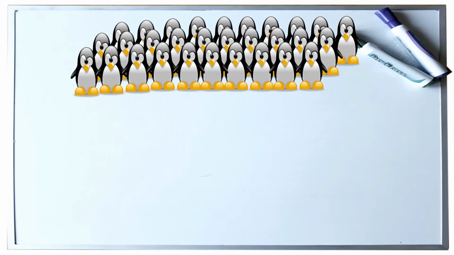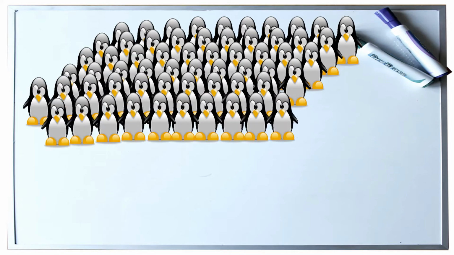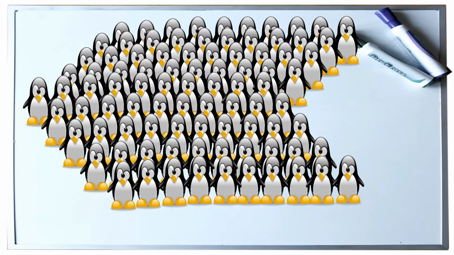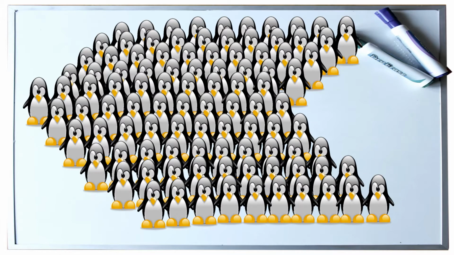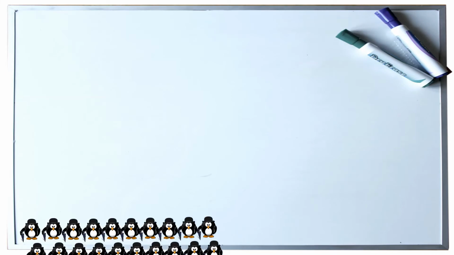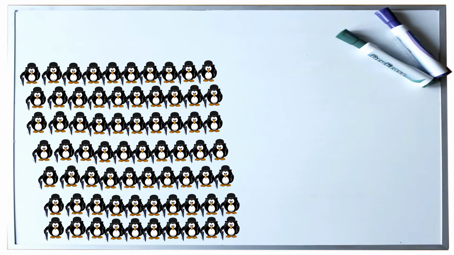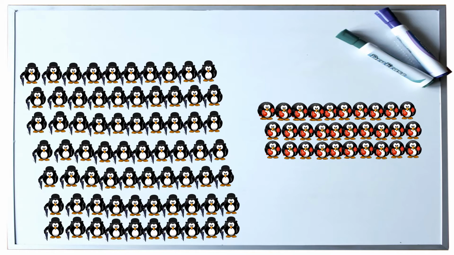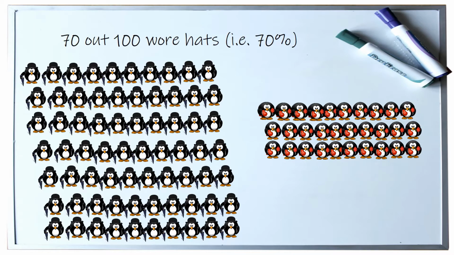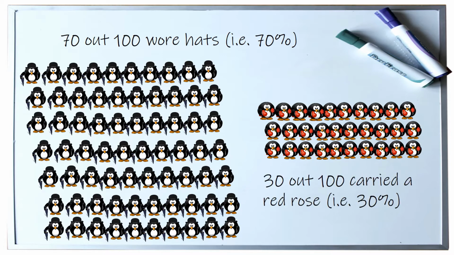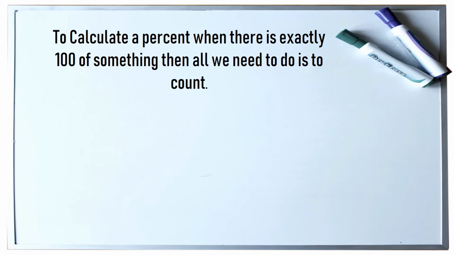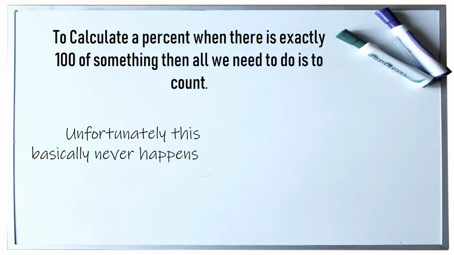Let's say there were 100 penguins and you ask them to grab either a hat and an umbrella or a heart and a rose. If 70 of the penguins grabbed a hat and an umbrella and 30 of them grabbed a heart and a rose, then we'd say 70 out of 100 wore hats, i.e. 70%, and 30 out of 100 carried a red rose, i.e. 30%. To calculate a percentage when there is exactly 100 of something, then all we need to do is count. Unfortunately, this basically never happens.